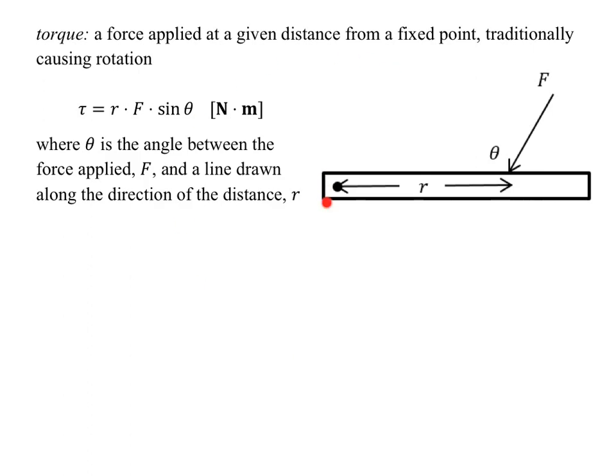You can think of this as a door frame from a bird's eye view. This would be the hinge of the door. This is where the handle of the door would be. You'd push the door and the door would sweep open like that. So R again is the distance between the actual axis of rotation and the force of where it's applied. F is the actual value or magnitude of the force, and theta is the angle between where the force's vector is and the line drawn along the distance.